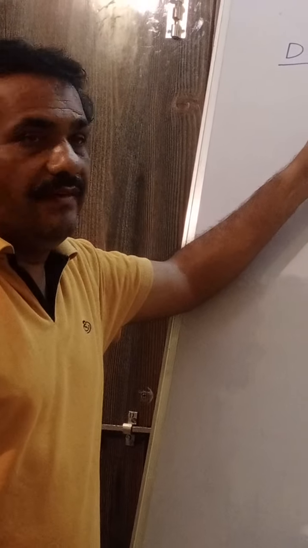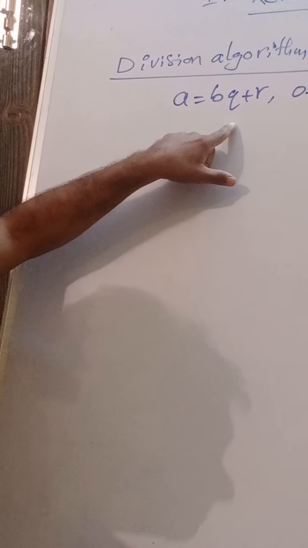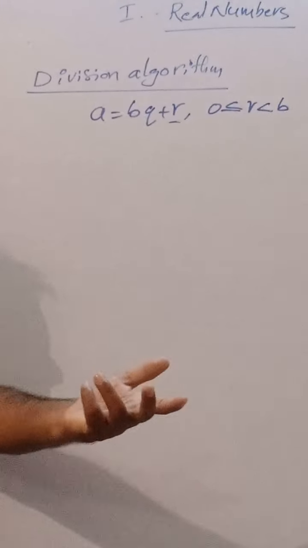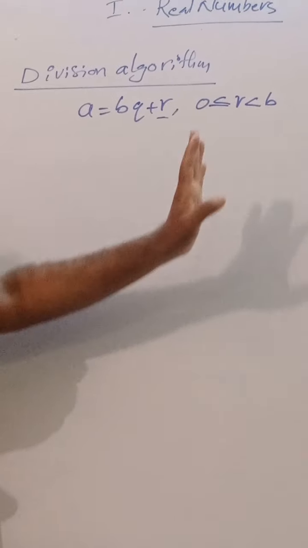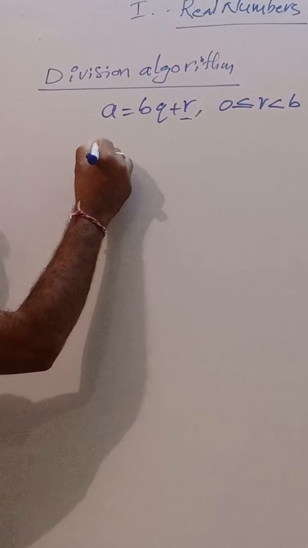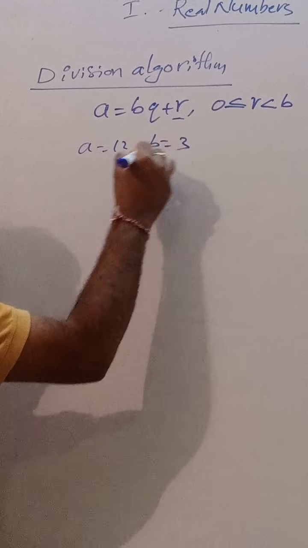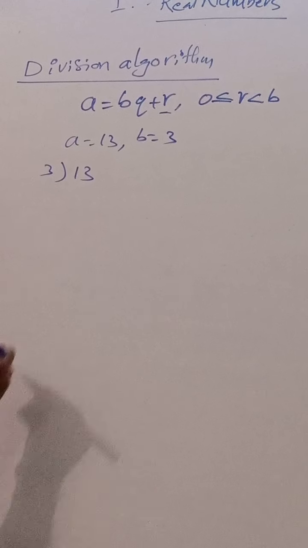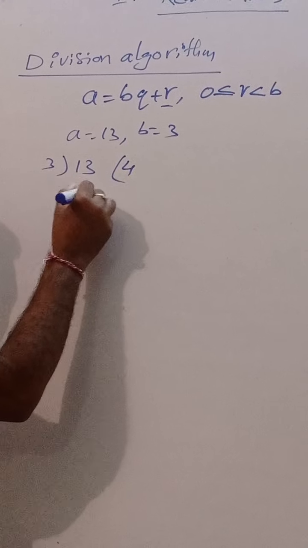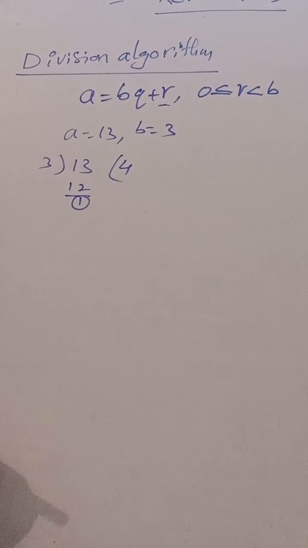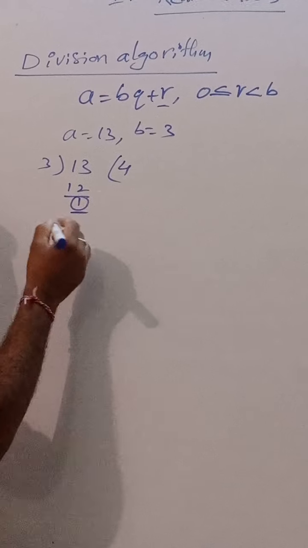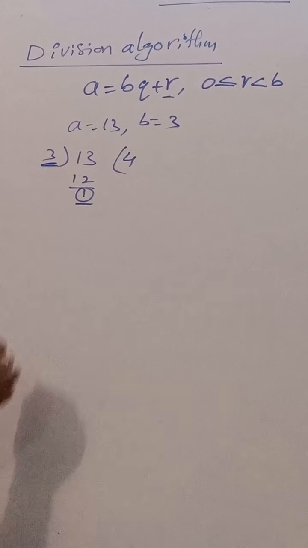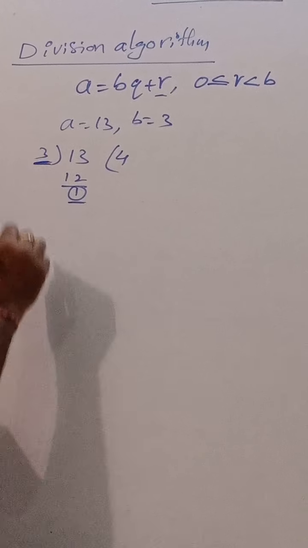Here A is called the dividend, B is called the divisor, Q is the quotient, R is the remainder. The remainder is sometimes equal to 0, sometimes more than 0, but always less than B. If A is 13 and B is 3, we divide 13 by 3. 3 fours are 12, the remainder is 1. Always the remainder should be less than the divisor.